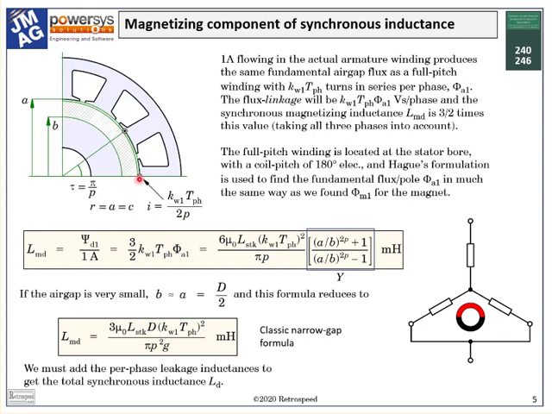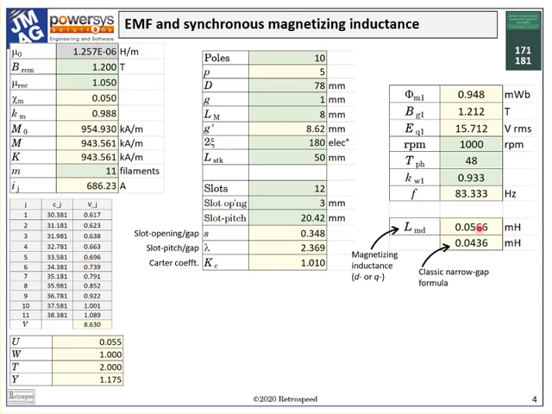And then we calculate the flux linkage using an integral of Haig's flux density formula and refer it back to 1 ampere. Hence we get the value of LMD, which if we go back we can see has a value of 56.6 microhenries, quite a bit bigger, in fact 30% bigger than the classical narrow gap formula, 30% bigger.